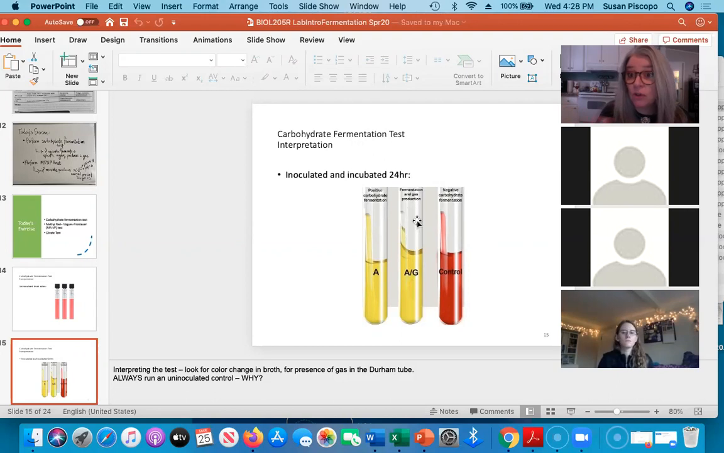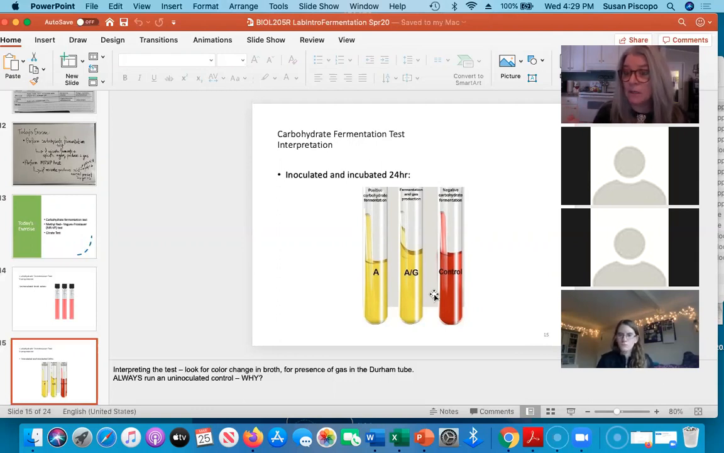Now I want you to notice something. Whenever we run this carbohydrate fermentation test, we put the bacteria into the tubes, we put the tubes into the incubator. We always put a tube into the incubator that has not been inoculated with anything. We just take an uninoculated tube, and we also put it in the incubator, and we use it as a control.